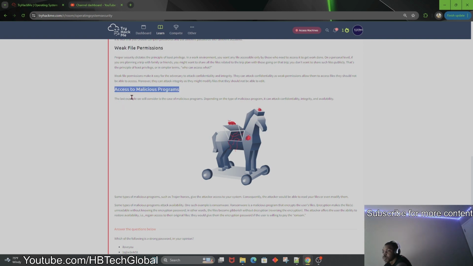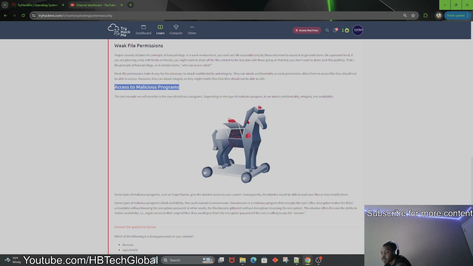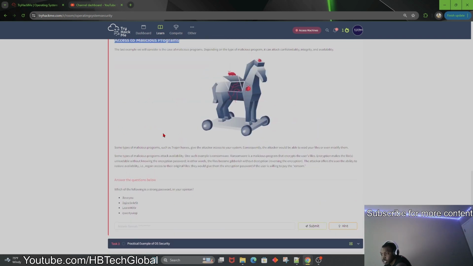The last example we will consider is malicious programs. Depending on the type of malicious program, it can attack confidentiality, integrity, and availability. Trojan horse, that's kind of funny. Types of malicious programs such as Trojan horses give the attacker access to your systems. Consequently, the attacker will be able to read your files or even modify them, which is bad.